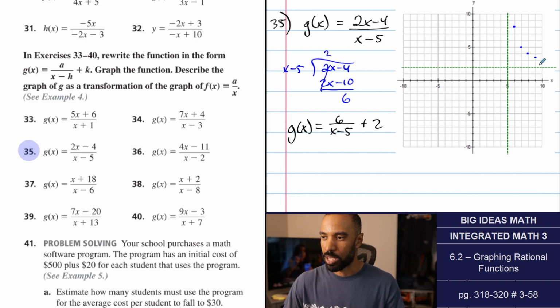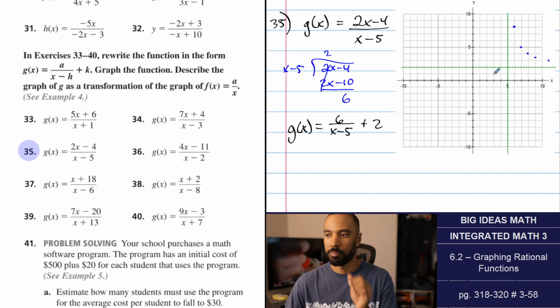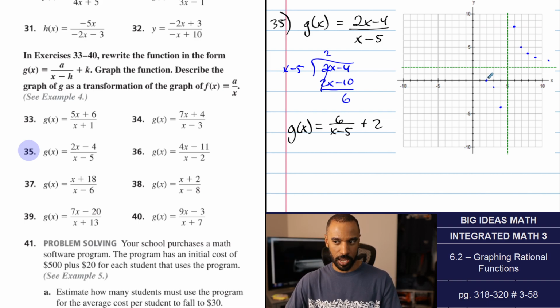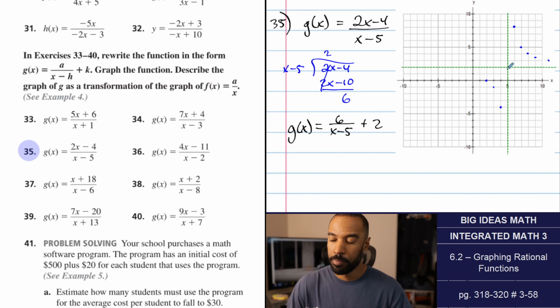I just plot it just because I'm running out of room. 5 and 6. You go 6 over from 5, that's at 11. You go 1 up right there. All right. 6 over negative 1 is negative 6. 6 down from there is there. 6 over 2 is 3. Over 3 is 2. Hey, that is the x-intercept, just so you know.